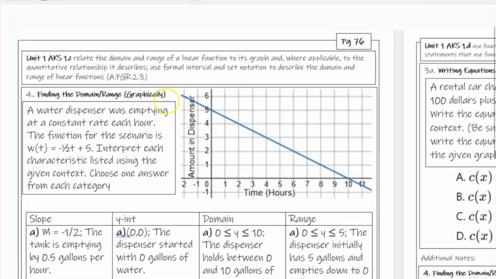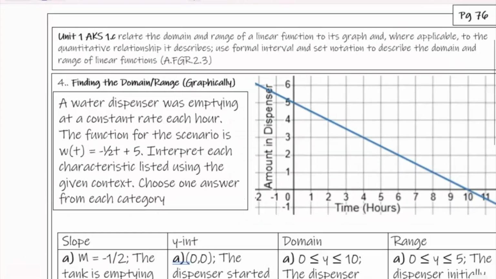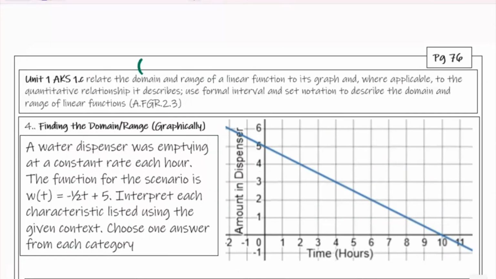So again, what is domain? And please write your additional notes over here. I'm just going to write them where it actually is if I have space. So domain is the x-axis left to right. And then range is the y-axis bottom to top.